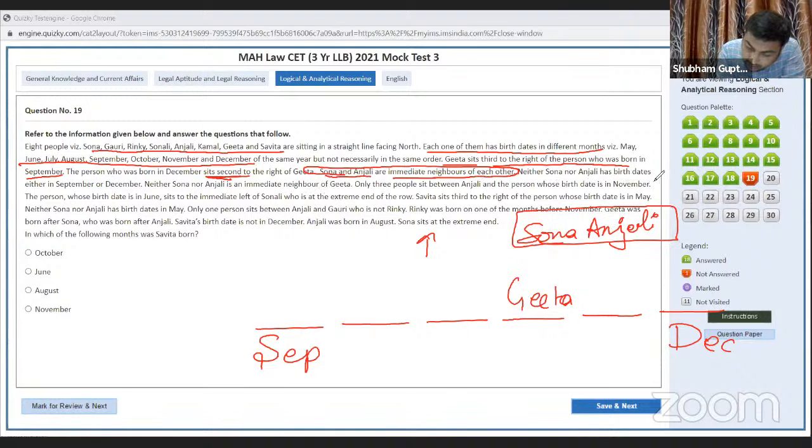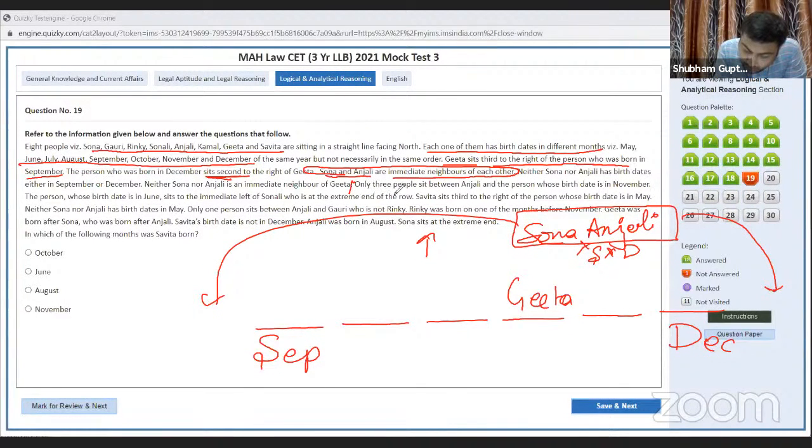Neither Sona nor Anjali's date of birth is September or December. So they are not born in September or December. Neither Sona nor Anjali are immediate neighbors of Geeta. So they are not neighbors of Geeta. Now if you see, there are 6 places which you have already made. So 6 places already made, and there are 8 people. So either this block would come here, or it would come here. Let's understand where it should go.